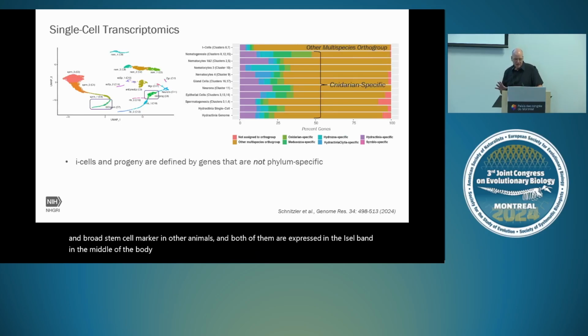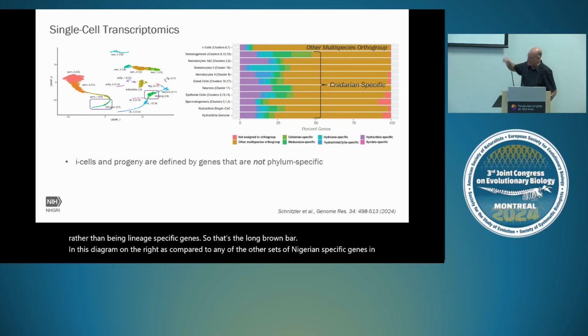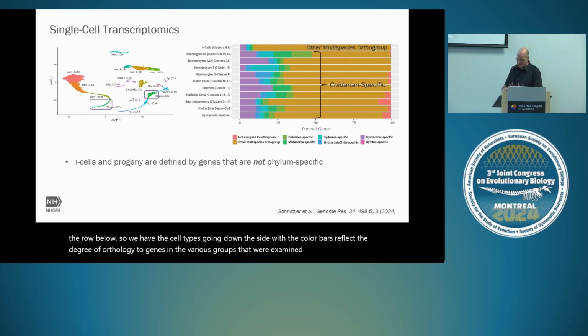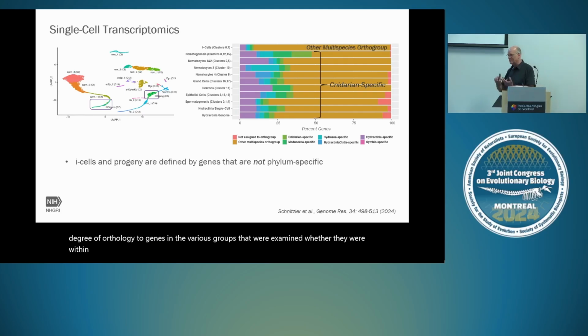Okay, so focusing just on the I cells and their progeny, we found that the I cells are defined primarily by genes that are shared with other animals rather than being lineage-specific genes. So that's the long brown bar in this diagram on the right, as compared to any of the other sets of cnidarian-specific genes in the row below. So we have the cell types going down the side, with the color bars reflecting the degree of orthology to genes in the various groups that were examined, whether they were within the species, within the hydrozoans, within the cnidarians.